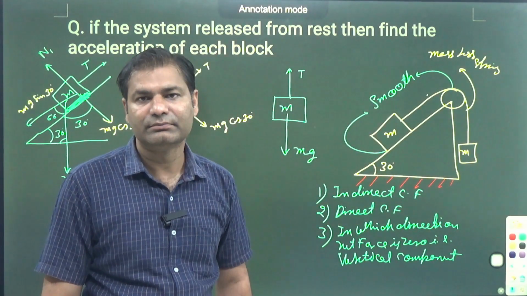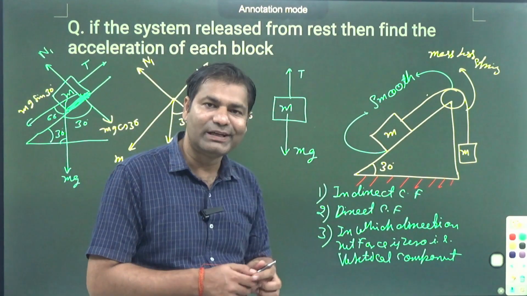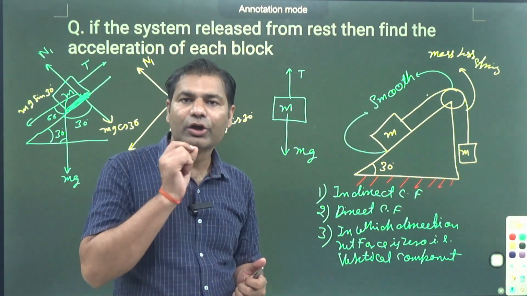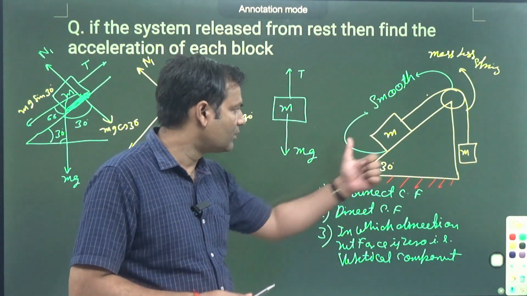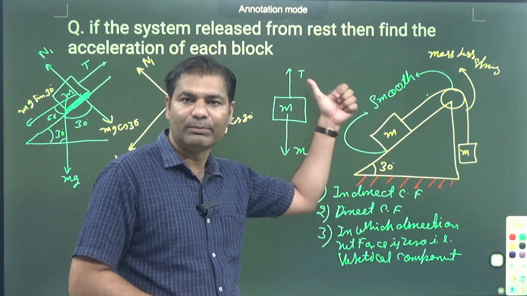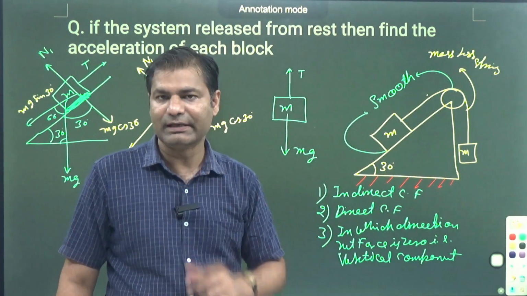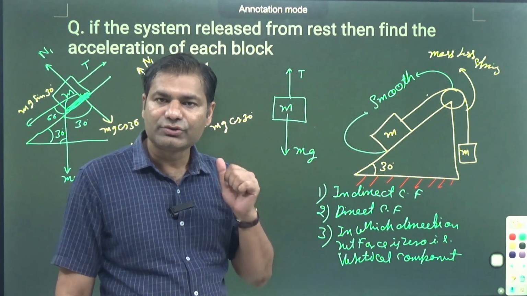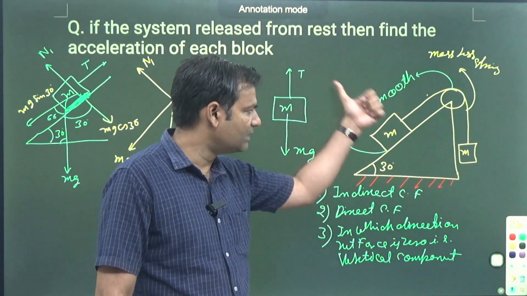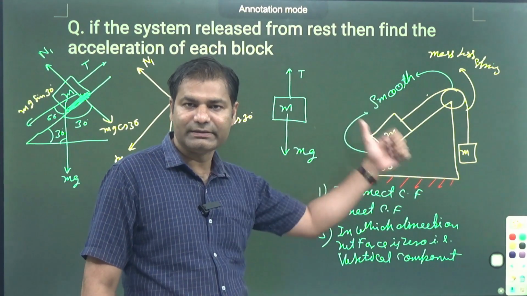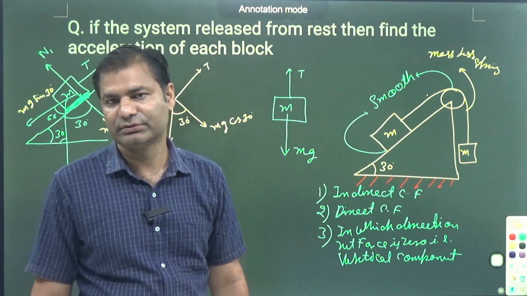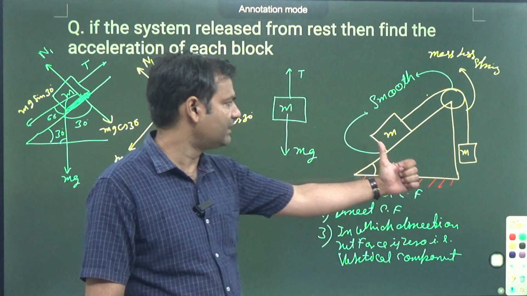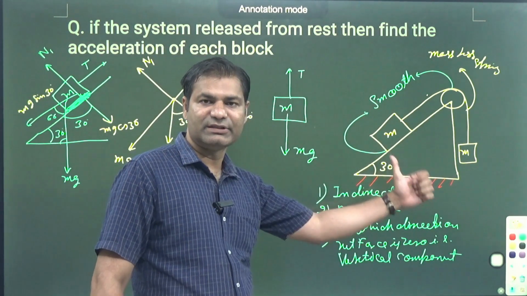This block M is not moving along the vertical component of the inclined plane. Clear or not? So net force along the direction perpendicular to this plane is 0, because there is no movement along this direction.